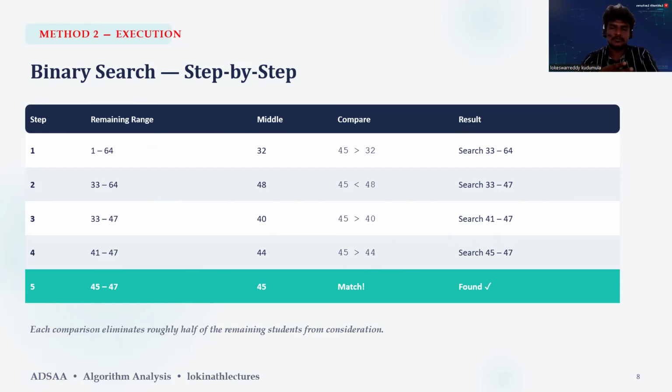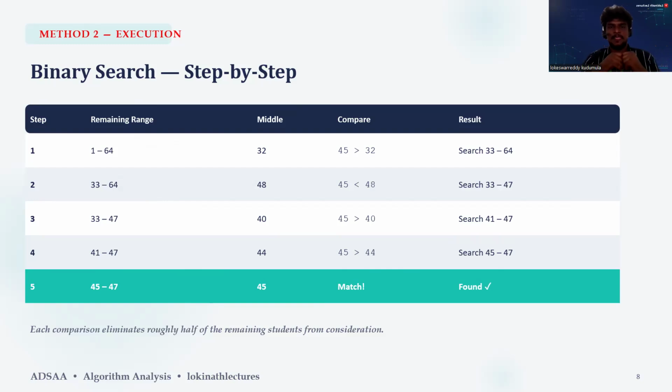So we go for one more comparison. 45 is compared with roll number 45. In the fifth comparison, we found that we matched the required roll number. So in a binary search, what's the rule? We need to maintain the data in sorted order. That is the first condition.